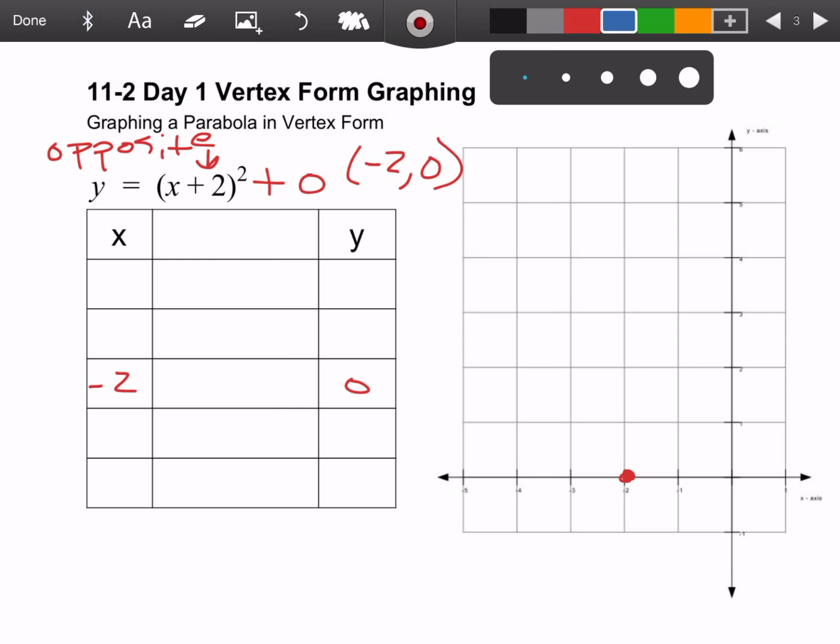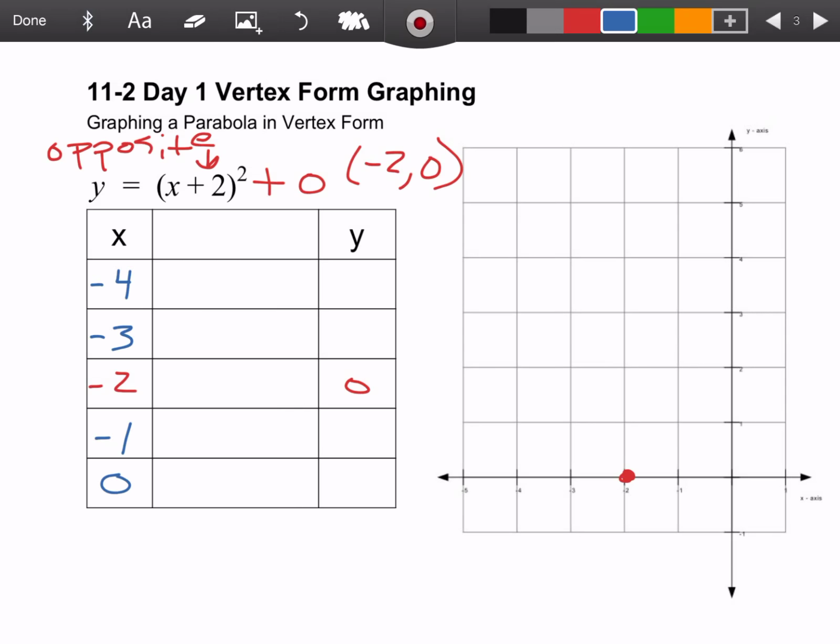Then we do 2 before and 2 after, so this would be -4, -3, -2, -1, and 0. And then we can plug in whichever one we want. I'm going to plug in -1 plus 2 squared, so -1 plus 2, that'd be 1. 1 squared would be 1. Here we'd have 0 plus 2 squared. Well, 2 squared, that would be 4.